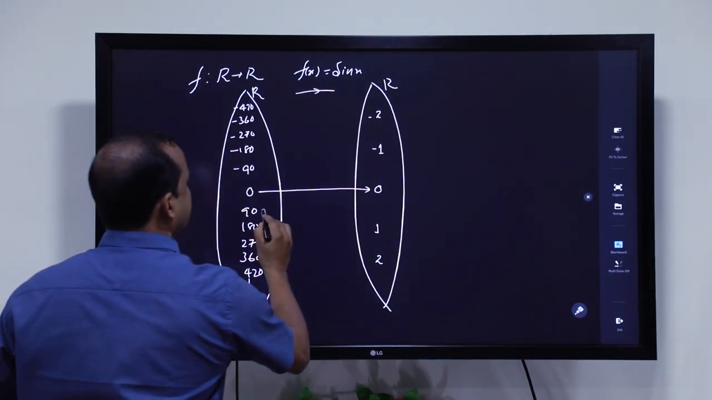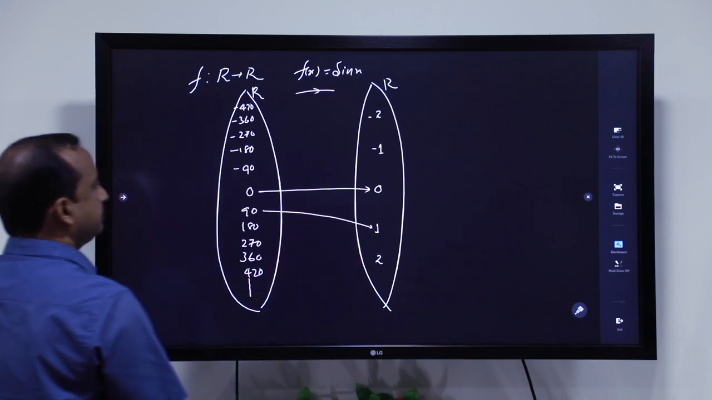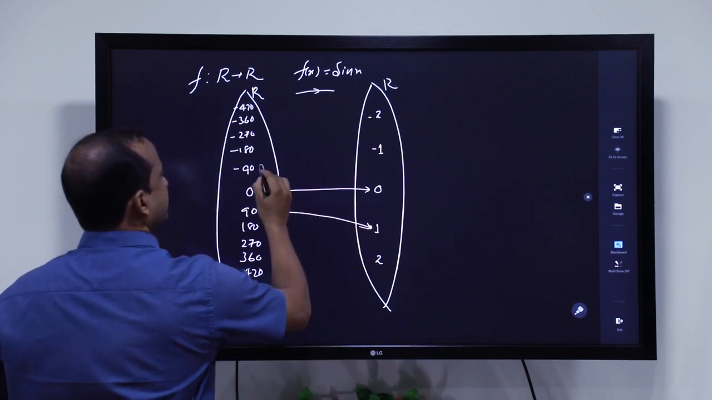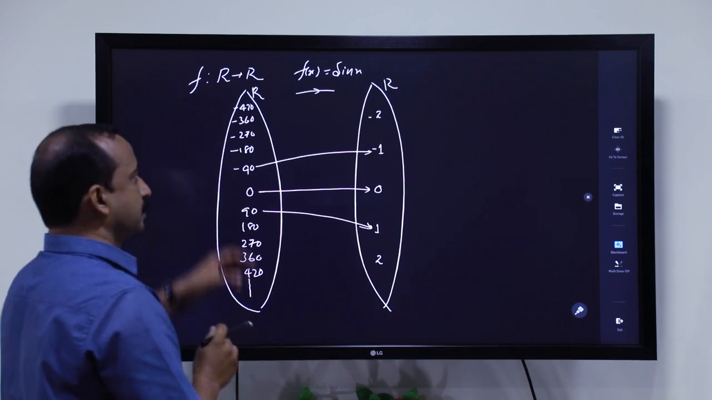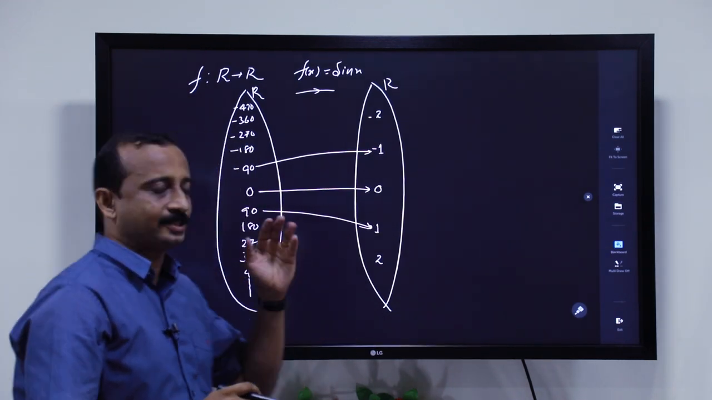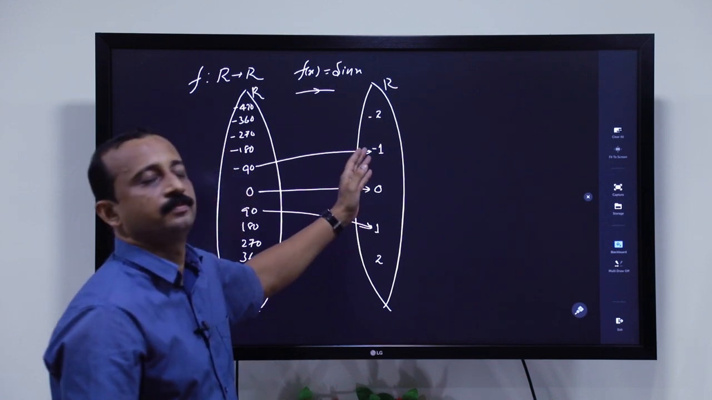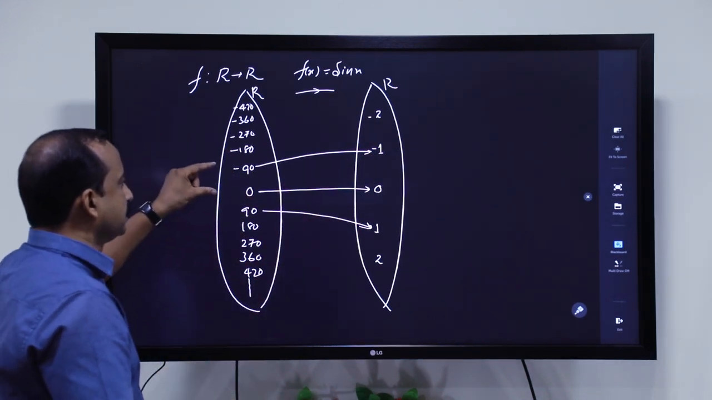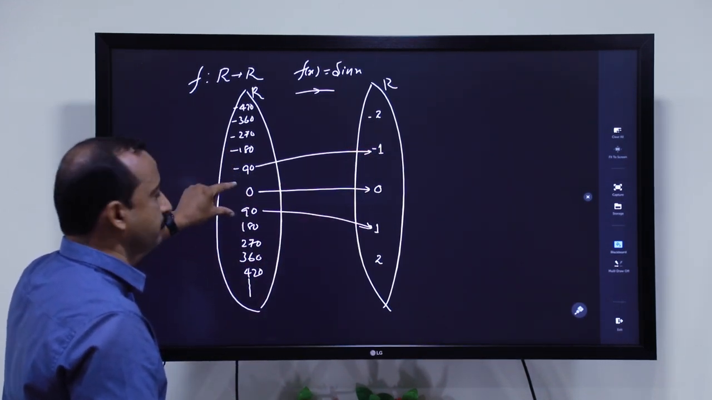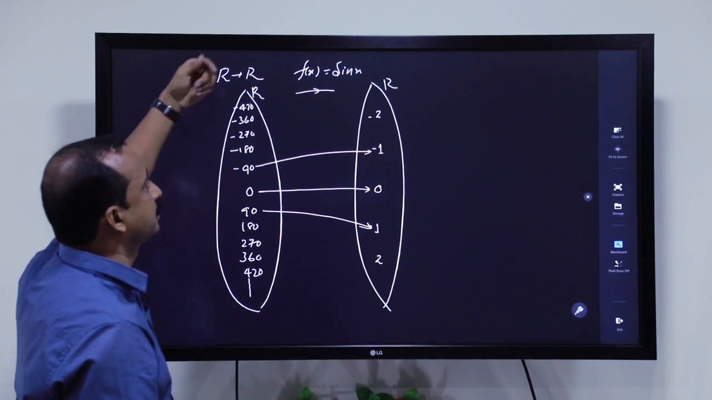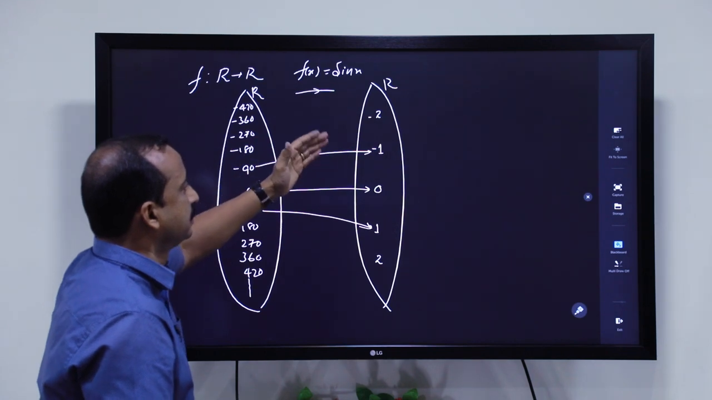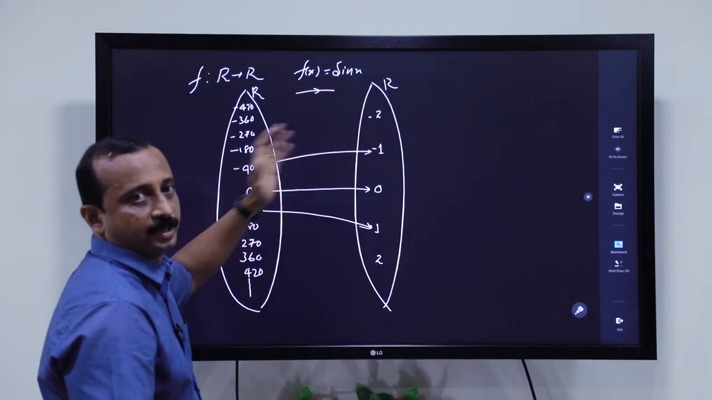You know the value of sin 0 is 0, and sin 90 is 1. Sin minus 90 is minus 1. For a trigonometric function, the maximum value is 1 and the minimum value is minus 1. There are different values lying between minus 90 and 90. When substituting these values into the trigonometric function, we get answers between minus 1 and 1.